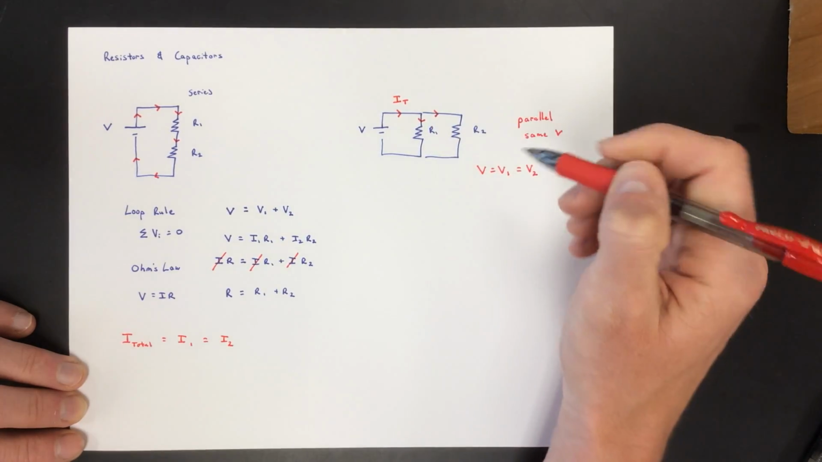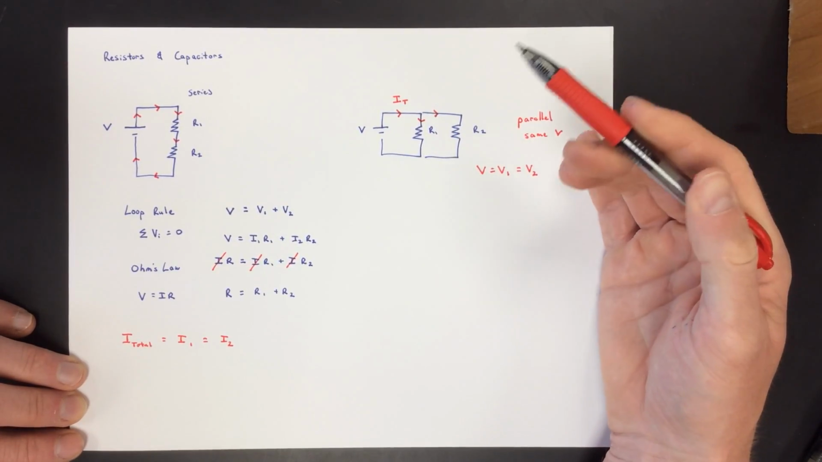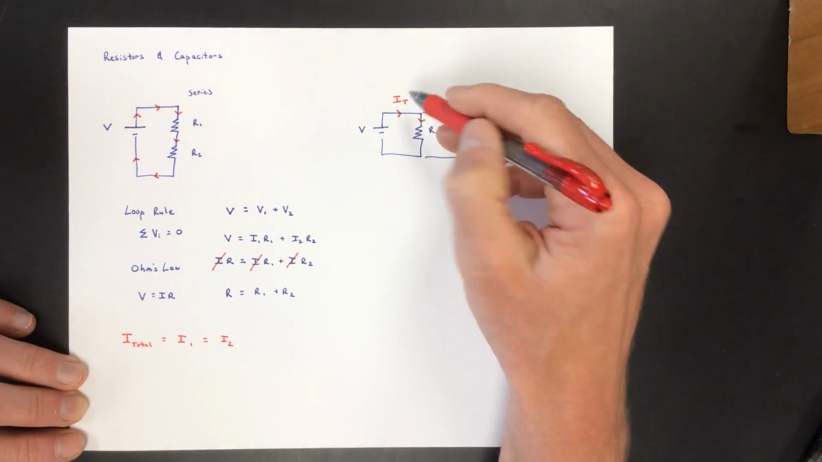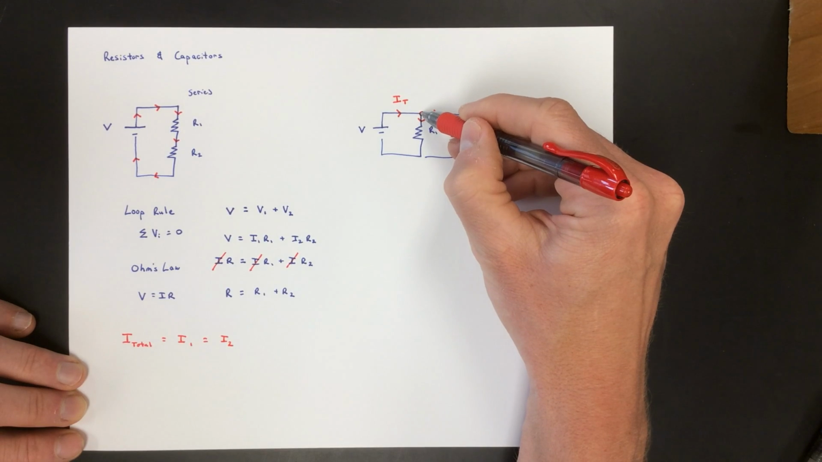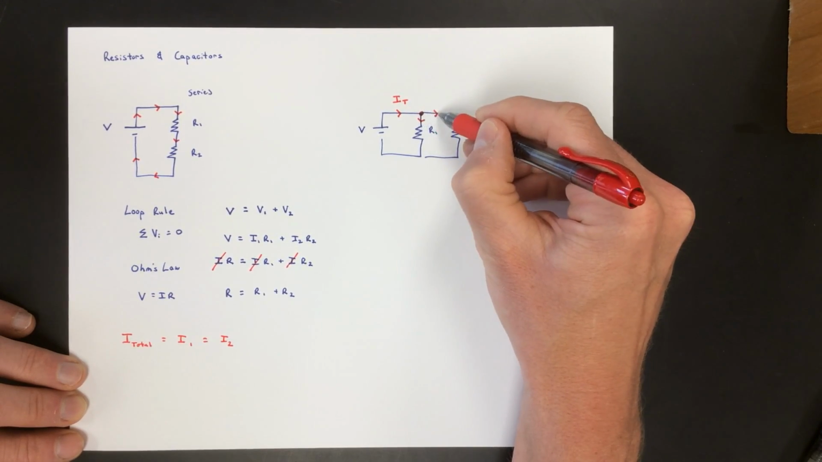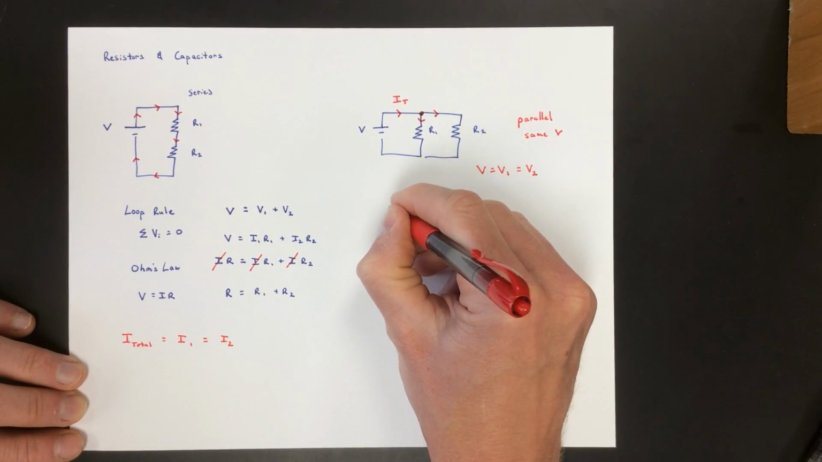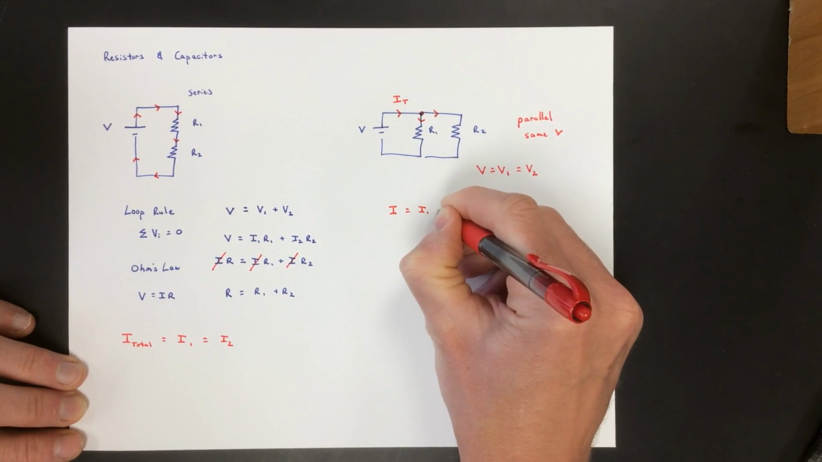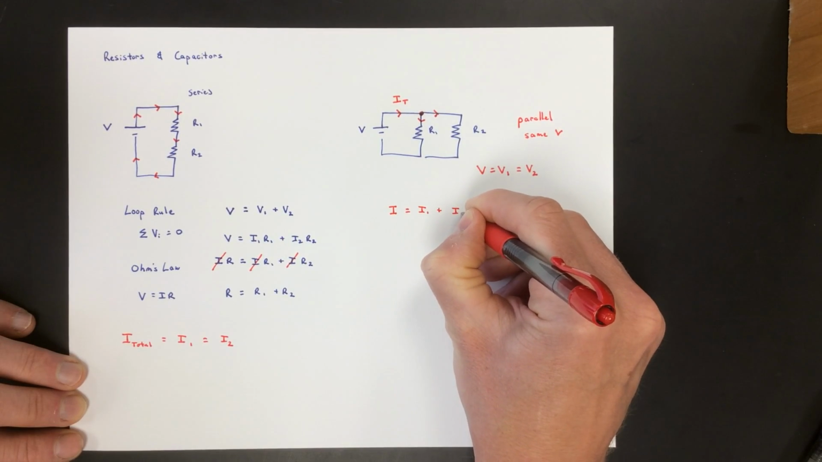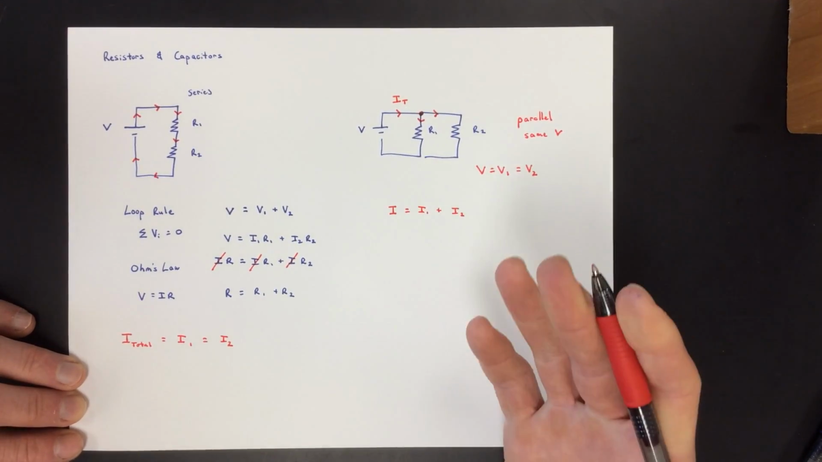You literally can think of current as the flow of electrons per second, coulombs per second, and it gets to this junction point, and some of the charges are going to go this direction, and some of the charges are going to go this direction. But the total current, I, has to equal I1 plus I2. It has to. There's no way around it, right?